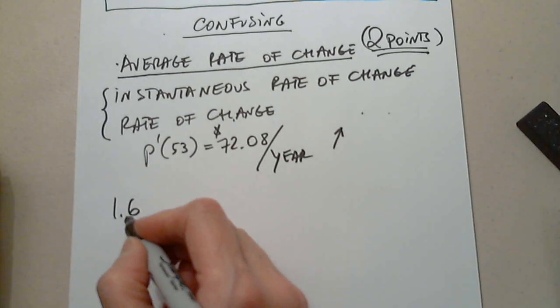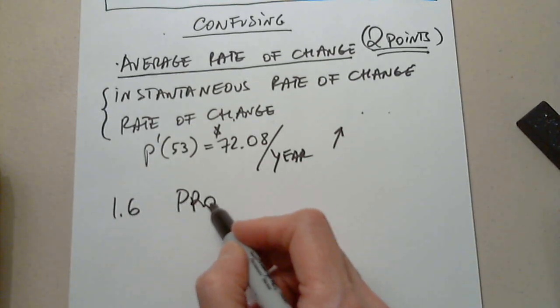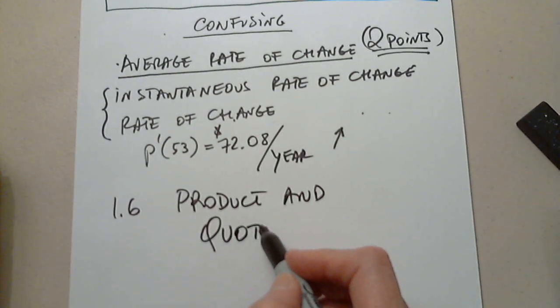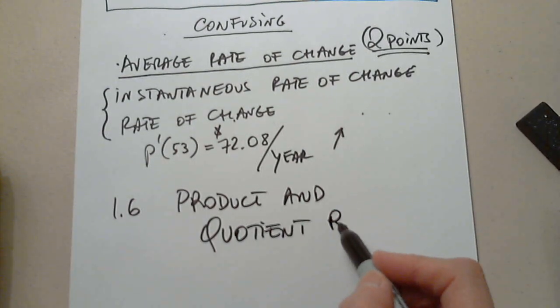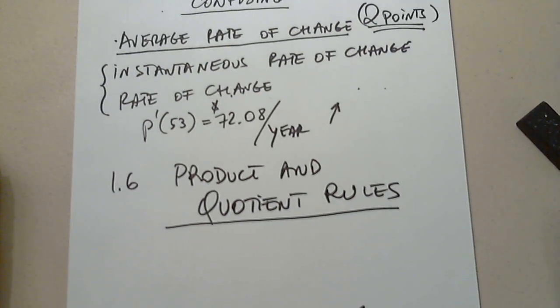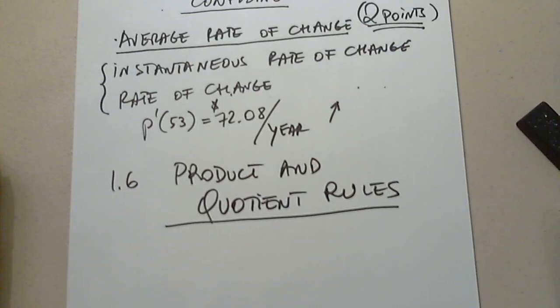At 6, we're going to talk about the product and quotient rules. So remember what we looked at.